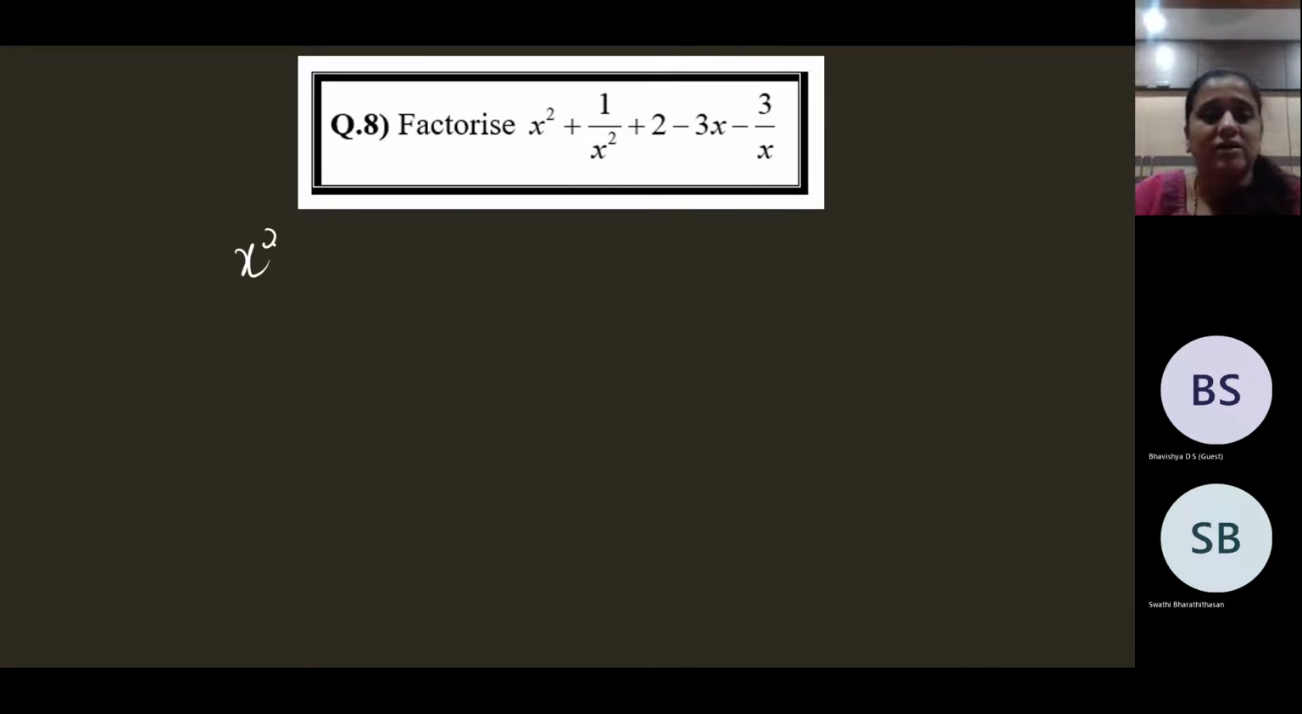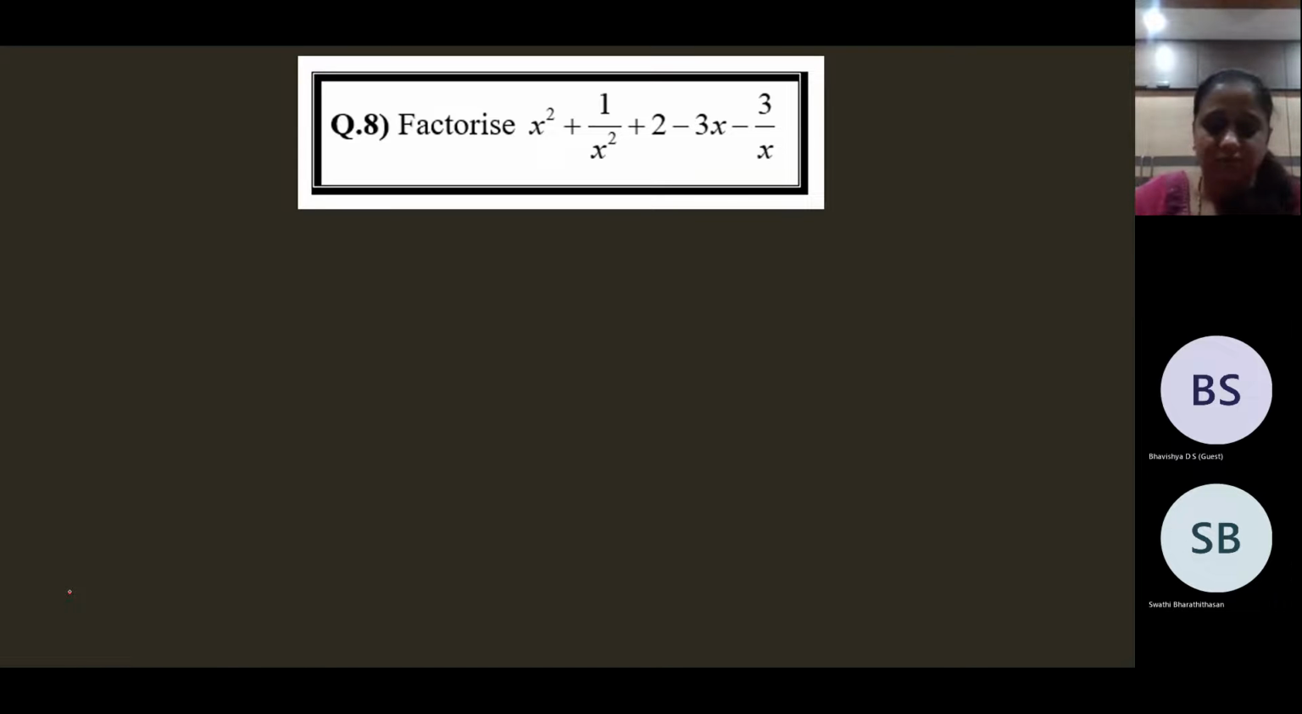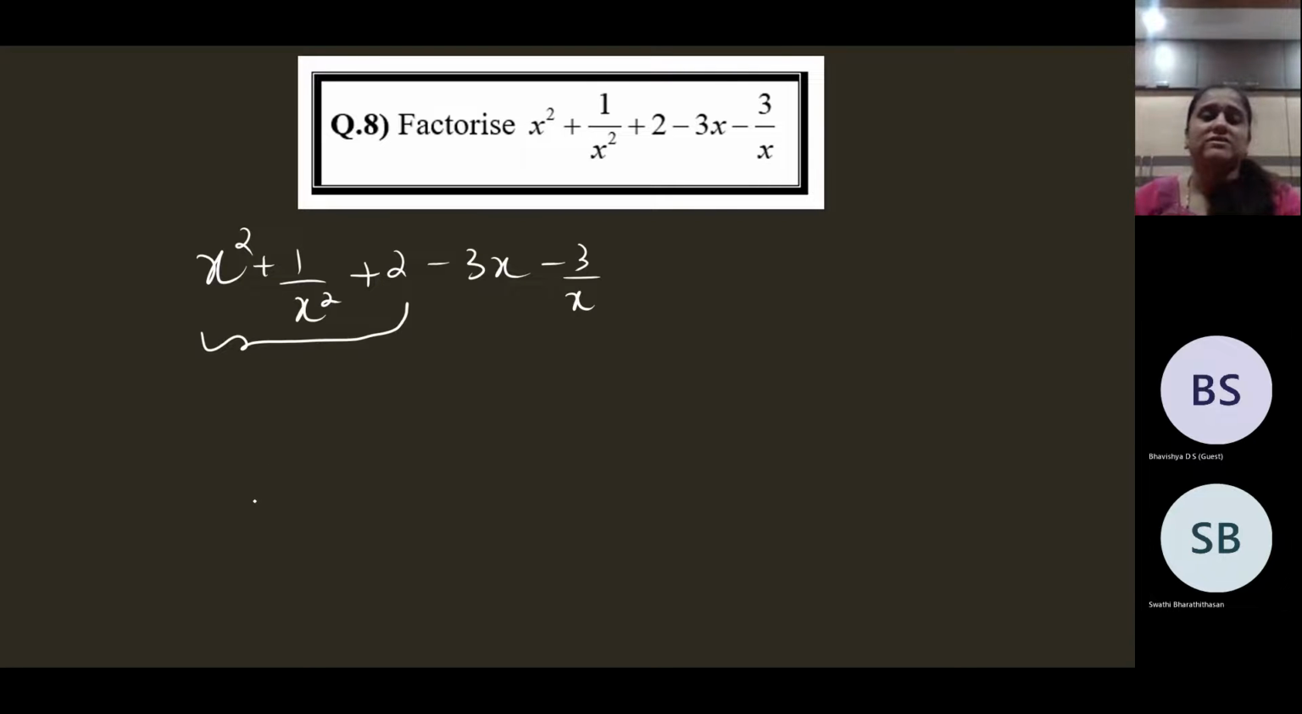Now, x squared plus 1 by x squared plus 2 minus 3x minus 3 by x, children. First, look at this one. Haven't you seen this earlier? You have seen it earlier. I'll tell you how. x squared plus 1 by x squared plus 2 into x into 1 by x. We cancel that x and x, no? Remember?